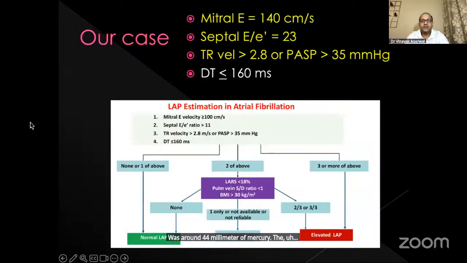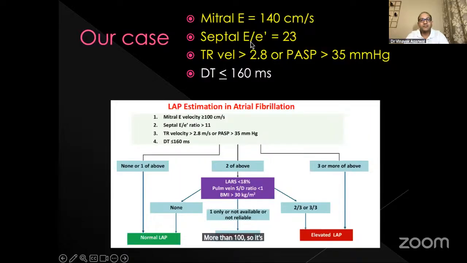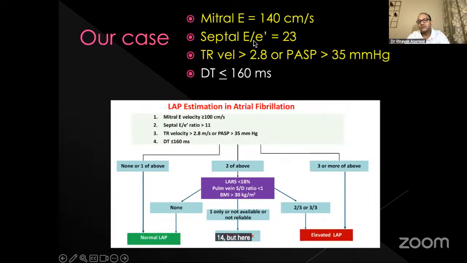If I take the estimation by the 2024-2025 ASE guidelines, you're looking at the mitral E more than 100, so it's 140. The septal E upon E prime was more than 11, which is 23. In a normal patient, we take the cutoff as 14, but here we take the cutoff as 11. The TR velocity was more than 2.5. I did not take the DT.